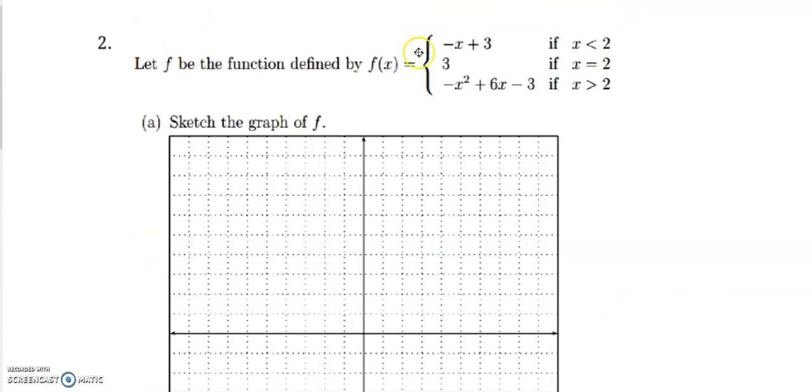Okay, so first off, I'm going to give you a minute or two to just try and graph this function, okay? I'm going to have the graph pop up in a second, and then I'll talk to you about part B. So right now, you do part A. Ready, set, go. Folks, here we go.